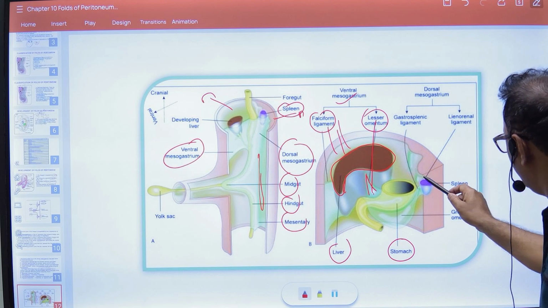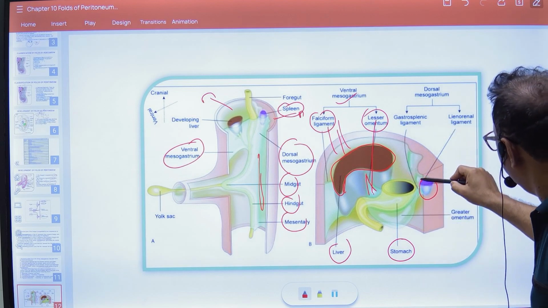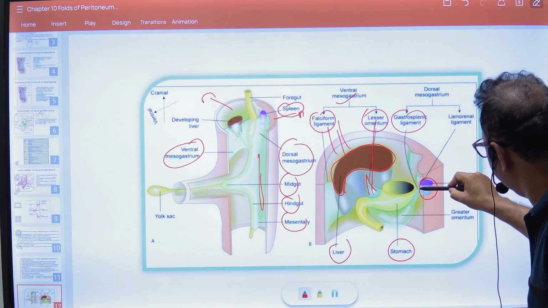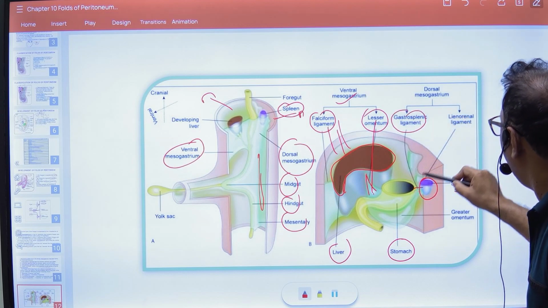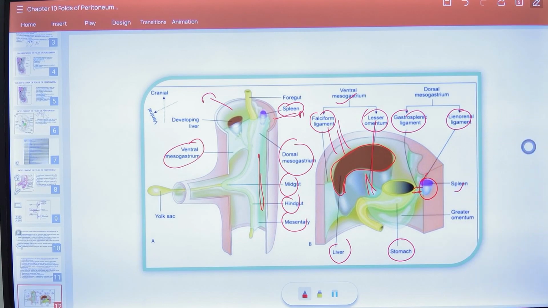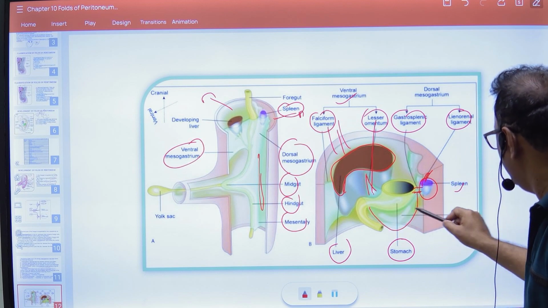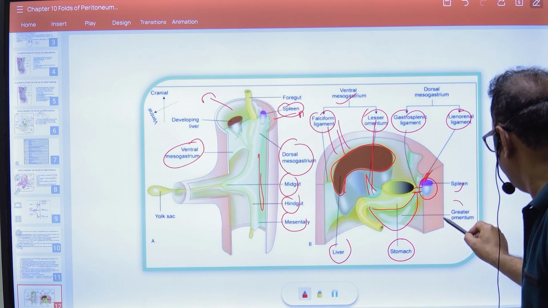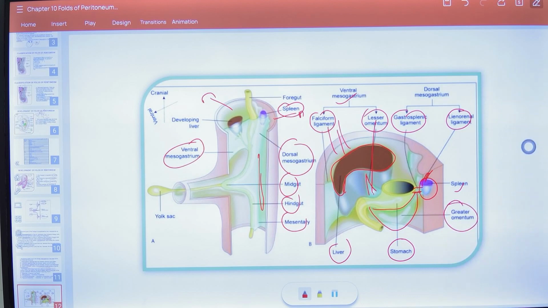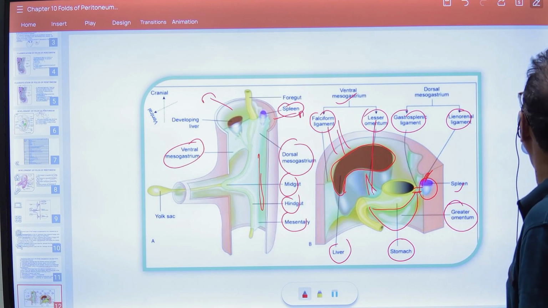We have got the development of spleen in the dorsal mesogastrium, spleen over there. So we have the gastrosplenic ligament connecting this one. And we have got the linorenal ligament which connects this to the kidney. And in the dorsal part, in the distal part of the dorsal mesogastrium, we have got the development of the greater omentum.